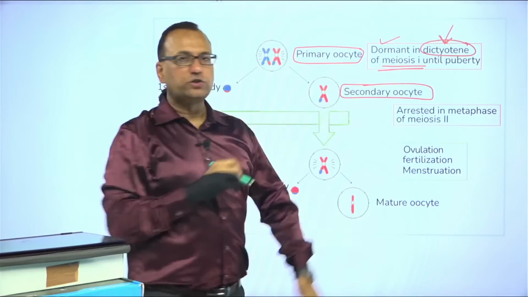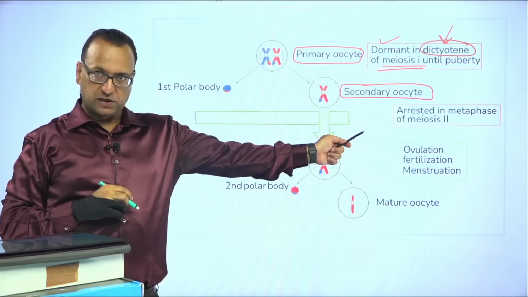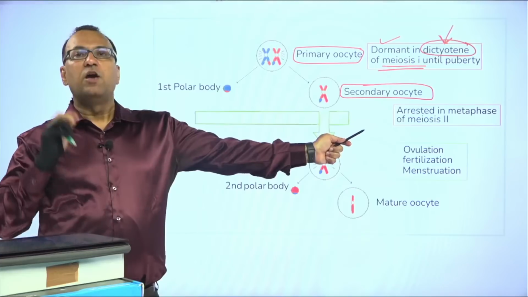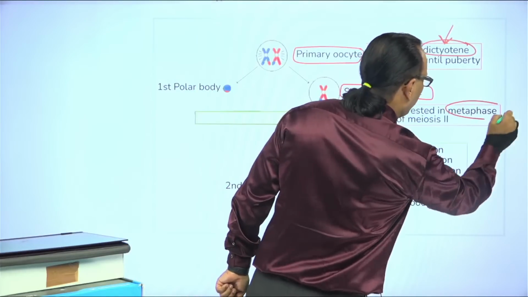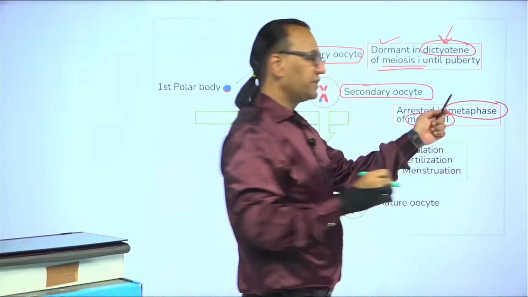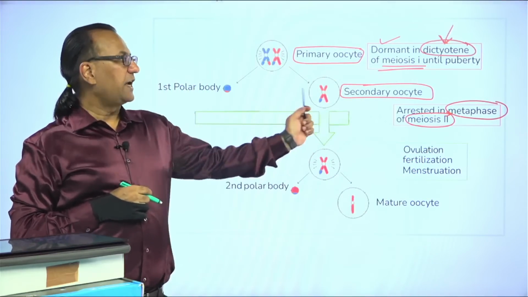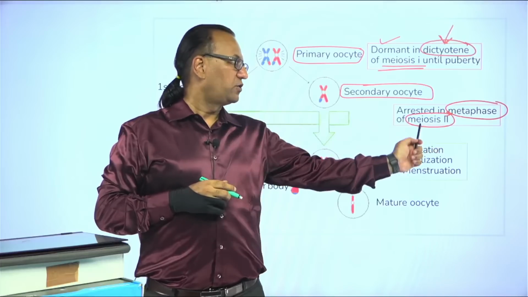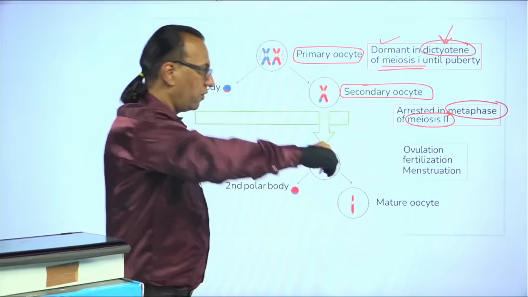Once you get the secondary oocyte, again it will be arrested. As it enters meiosis 2, it will be arrested in metaphase 2. So metaphase 2 of meiosis 2, this is the second arrest. It is for the secondary oocyte. So secondary oocyte will remain arrested in metaphase 2 of meiosis 2, and this is the cell which undergoes ovulation.